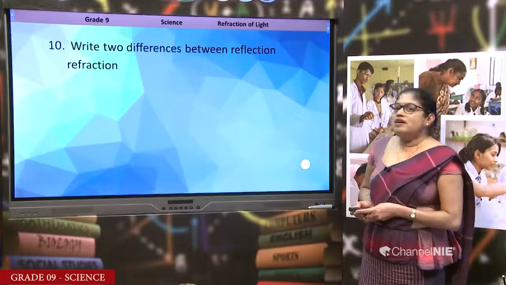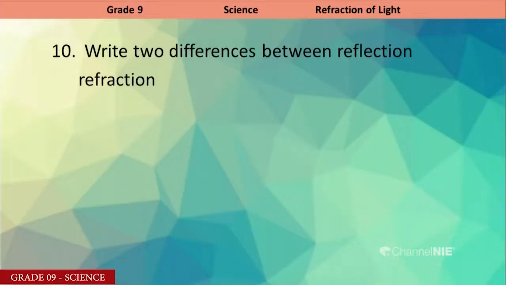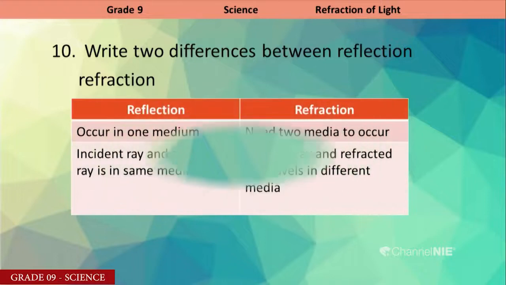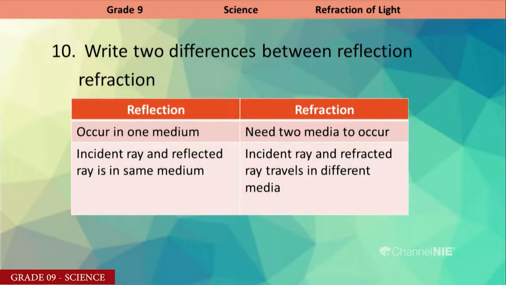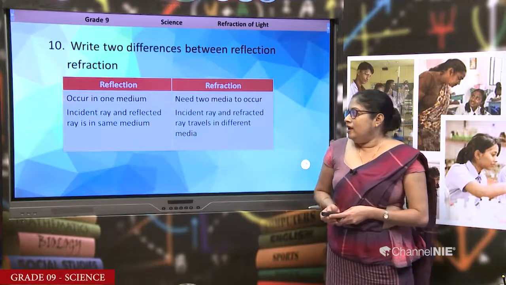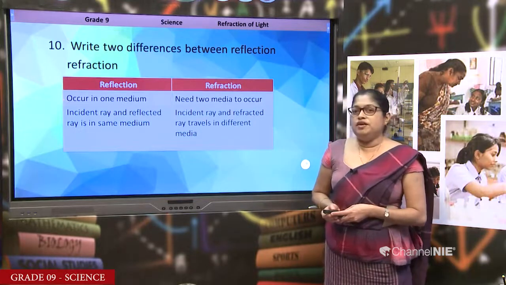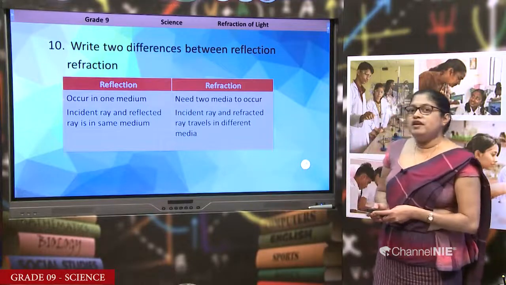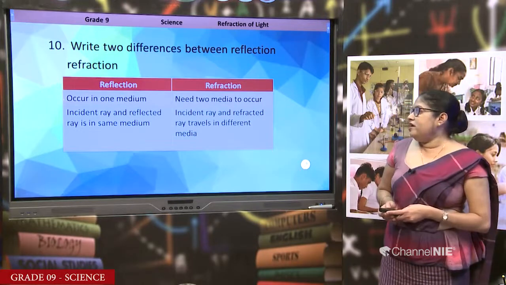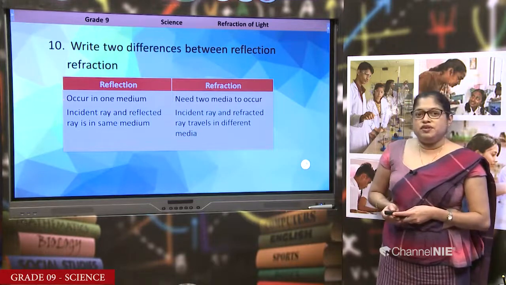Last question. Write 2 differences between reflection and refraction. Whenever you have to compare 2 things, it is better to prepare a table for that. So, this table gives the differences between reflection and refraction. Reflection occurs in one medium, whereas refraction needs 2 media to occur. Incident ray and reflected ray are in the same medium in reflection. On the other hand, in refraction, incident ray and refracted ray travel in different media.